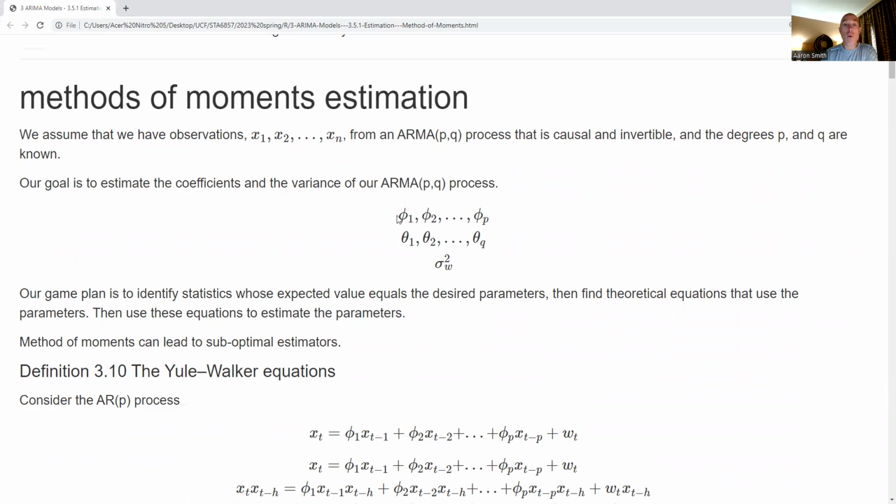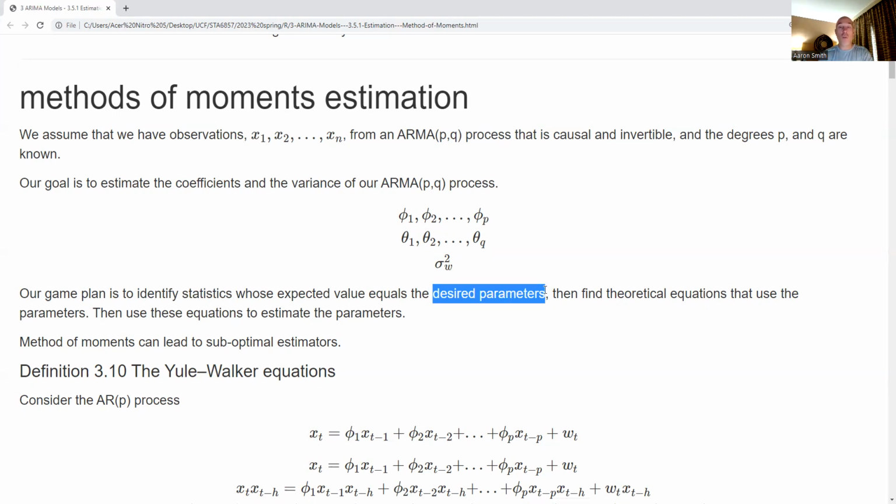Okay, so we want to estimate the coefficients in the autoregressive portion. We want to estimate the coefficients in the moving average portion, and we want to estimate the variance of our white noise process. So we're going to identify statistics whose expected values have, as a group, a mathematical relationship with the desired parameters. Then I'm going to take those statistics that I compute, treat them as if they're exactly equal to their expected values, and drop them into that mathematical relationship. What I get out is going to give me an estimate of the desired parameters.